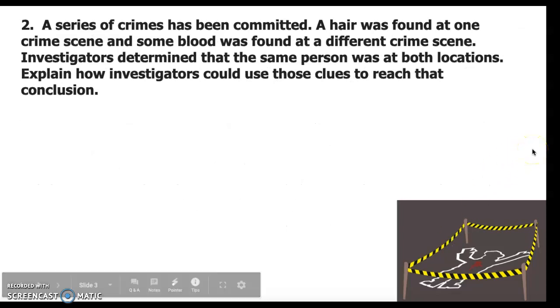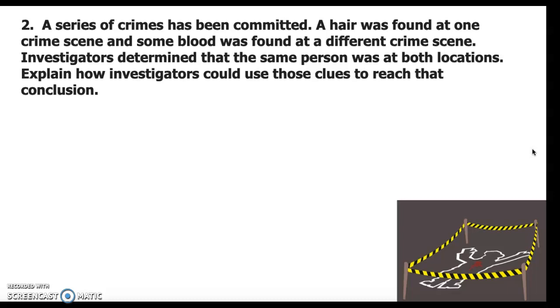All right, number 2. A series of crimes had been committed. A hair was found at the crime scene and some blood was found at a different crime scene. Investigators determined that the same person was at both locations. Explain how investigators could use those clues to reach that conclusion.